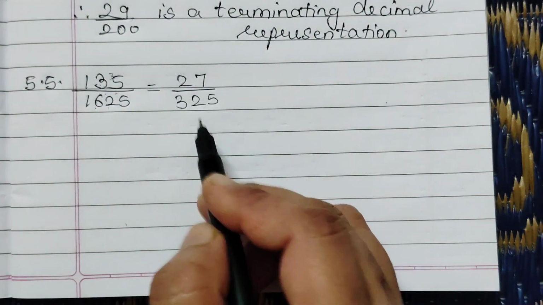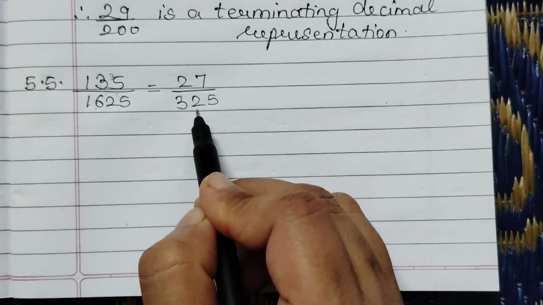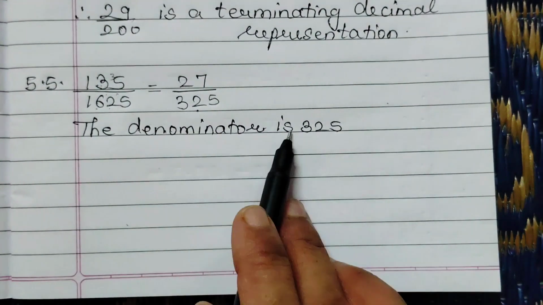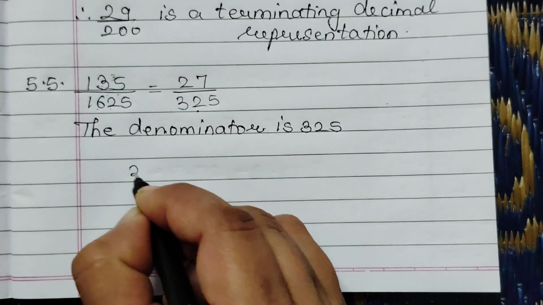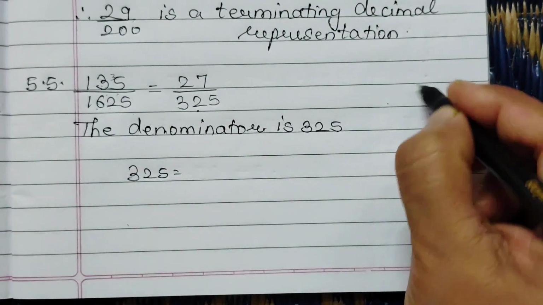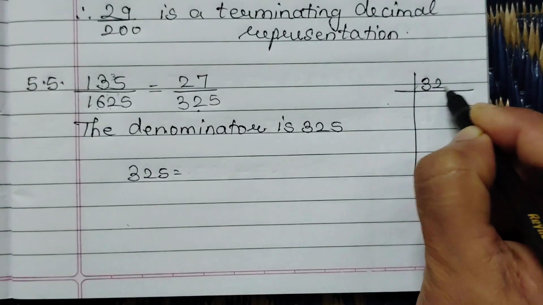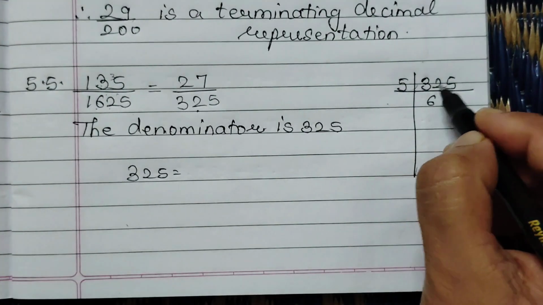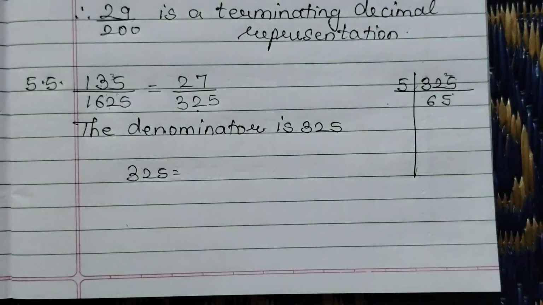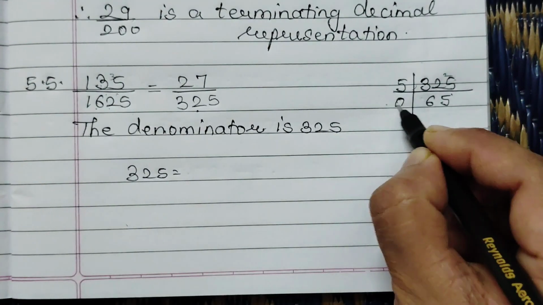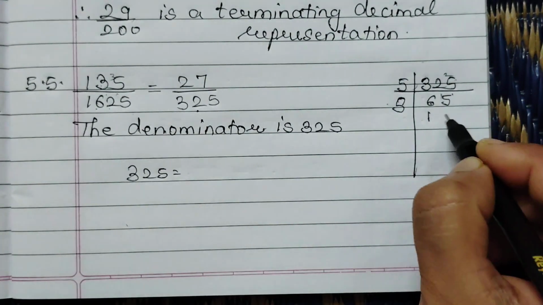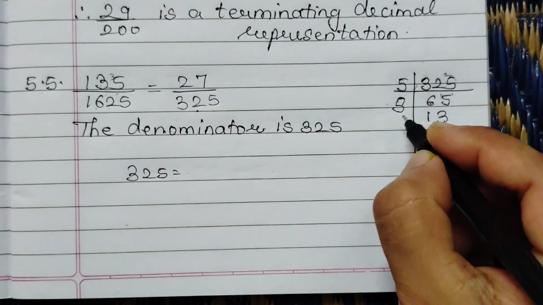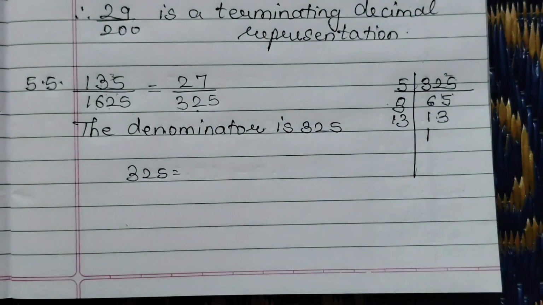Further we cannot reduce this number. So now we have the denominator as 325. So we will write the denominator is 325. So we are going to take the factors of 325. So 5 6s are 30, so 2 gets carry. 5 5s are 25. 5 1s are 5. 1 gets carry. 5 3s are 15. 13 is a prime factor. So 13 1s are 13.